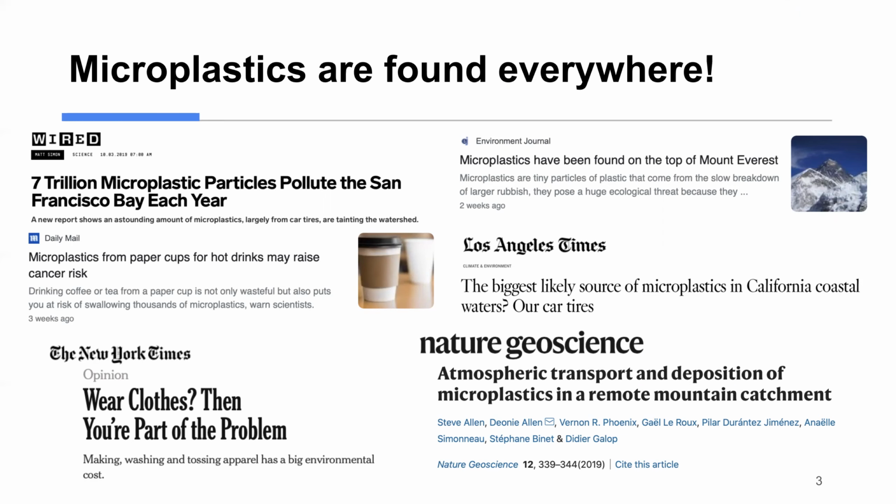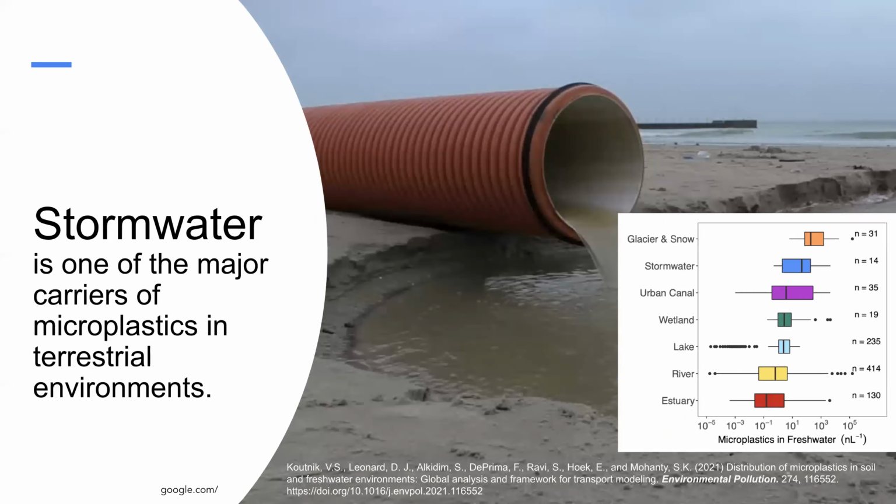Now there are many different ways these plastics move around in the terrestrial environment, and stormwater is one of the major pathways. The reason is, the moment we dump any plastics on the land, the stormwater or rainwater is going to wash them off and release them into oceans. That's the end place where they end up. But in between, they go through these terrestrial environments where they accumulate in one place and release into another place. So stormwater is one of the main drivers.